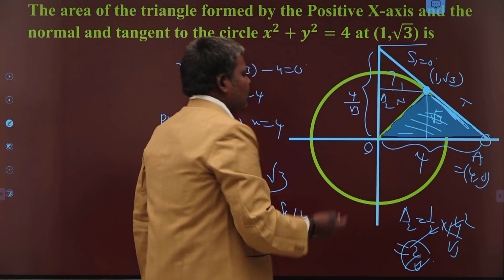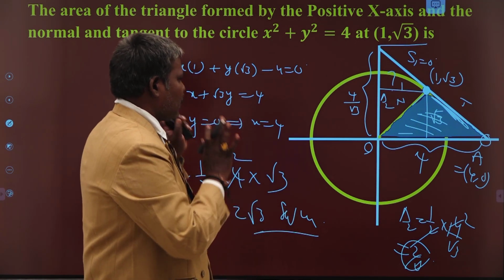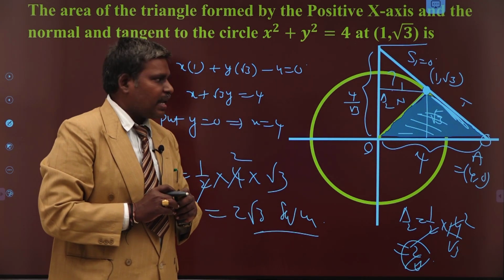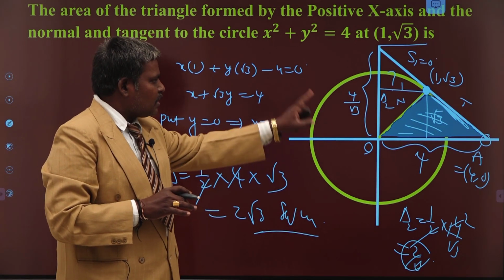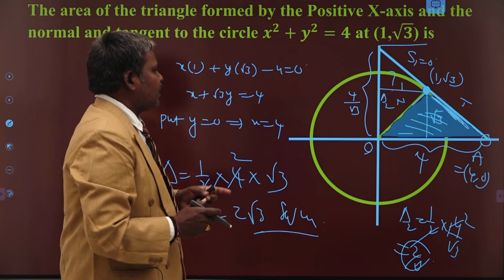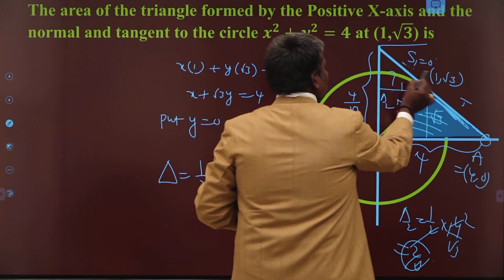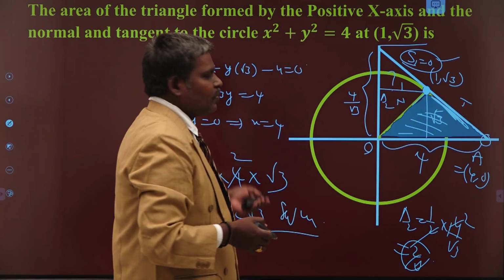So they may ask with the positive x-axis or y-axis. In this manner we can find the area of the triangle formed by the tangent and normal with the x-axis, as well as we have done with the y-axis also. Okay, what is the tangent at that point? S1 is equal to 0. Once you get the equation, you can easily crack this one.